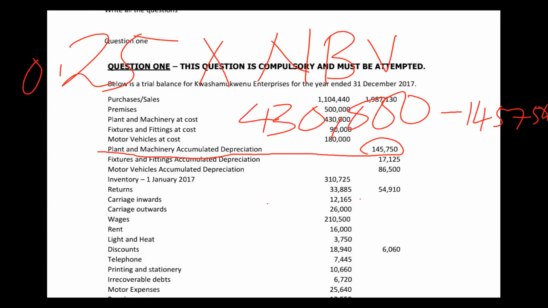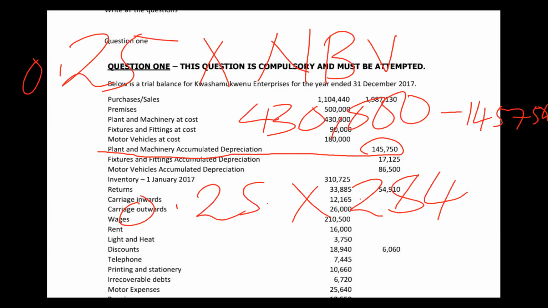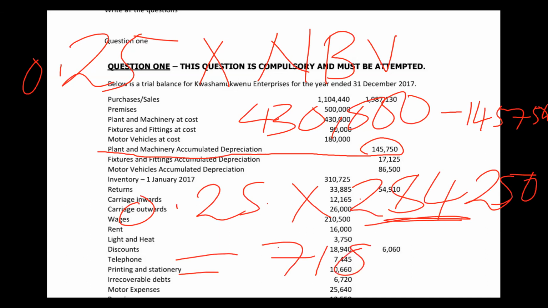Friends, how much is it? It's 284,250. This is the net book value. Then you do 25% of this, which is 0.25 of this net book value. That is your depreciation using the reducing balance method. How much is it? 71,062.5. Yes.